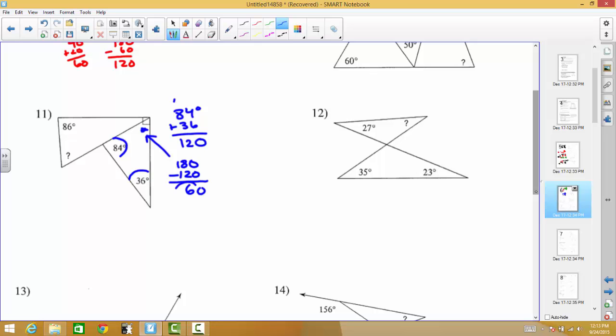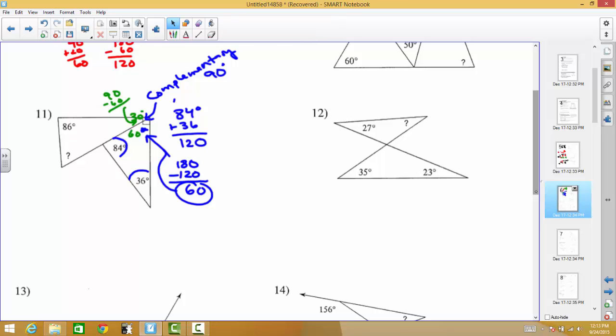Now, this marking means that they are complementary. That means those two angles add up to give you 90 degrees. So if this is 60, this would have to be 90 minus 60, which is 30. So now we can finally figure out our grand finale angle over here. We have 30 and 86, so we need to add those two up.